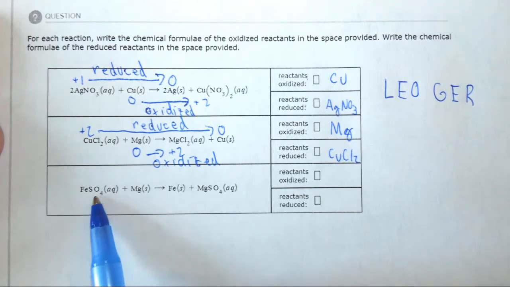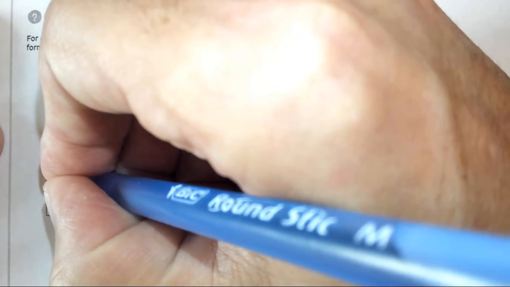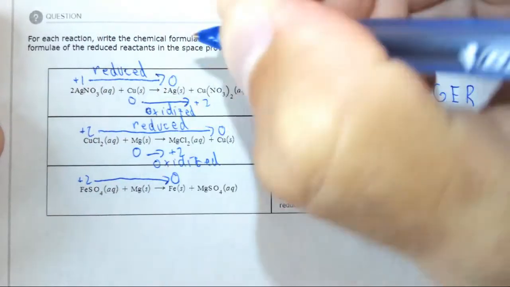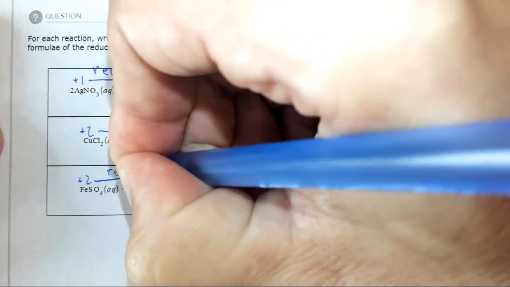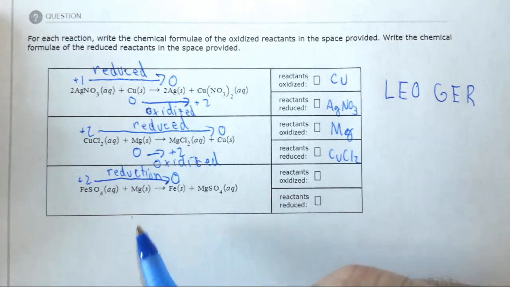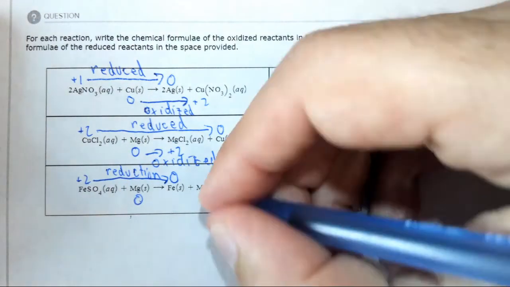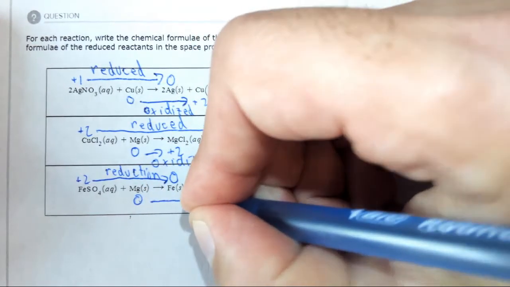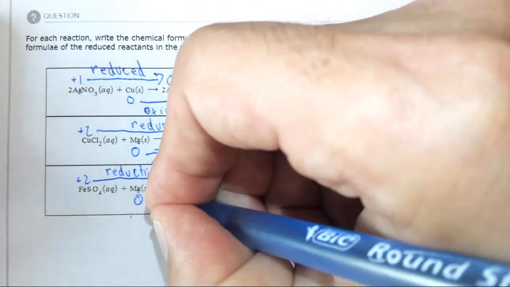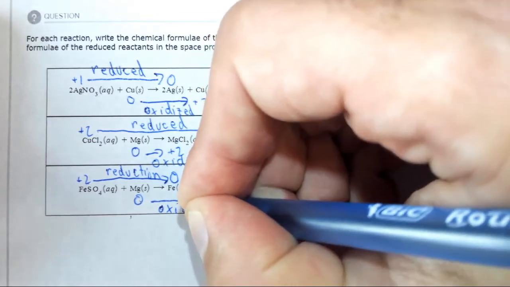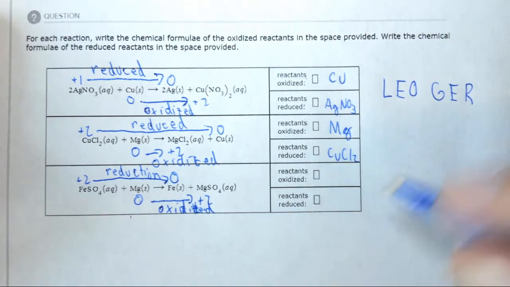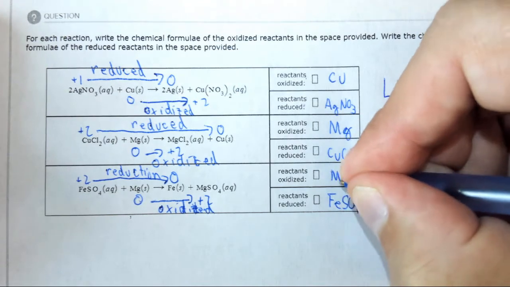Finally, we have iron(II) sulfate and magnesium. So iron(II) sulfate, the iron is +2, and over here on the product side it's elemental, so it's 0. This is gaining of electrons, so this is reduction. And here we have the magnesium, which is elemental, so it's 0. Over here it's a monatomic ion, so its oxidation state is equal to its charge, it's +2. And here we have magnesium being oxidized. So here, the reactant that is reduced is FeSO4, and the reagent being oxidized is magnesium.